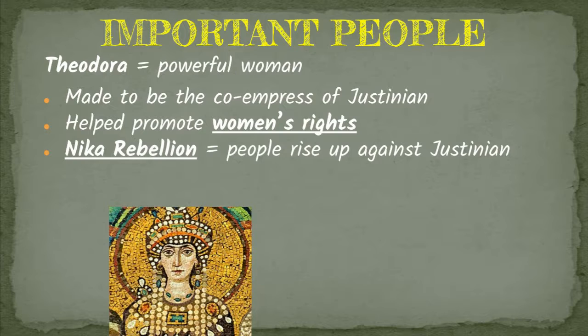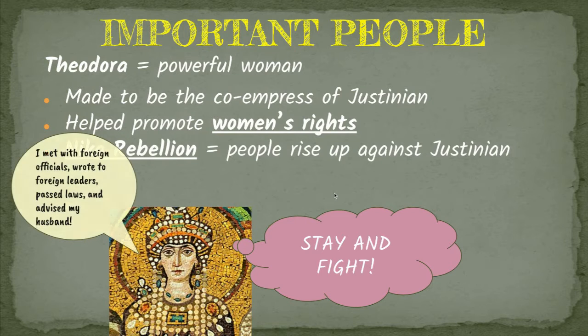When a riot broke out, called the Nika Rebellion, which were people who were actually protesting against Justinian, Justinian was scared and he actually wanted to run away. And Theodora gave him a speech and told him that now was the time to rise up and take control of his empire. And ultimately, he follows his wife's advice to stay and fight. And as a result, this is when he brings the empire to its height.